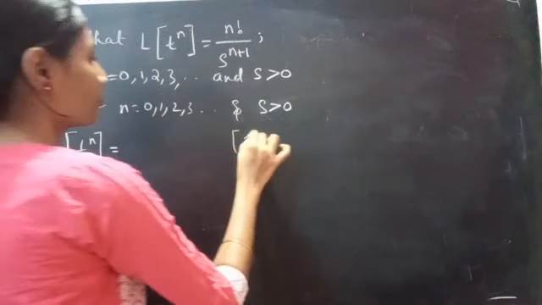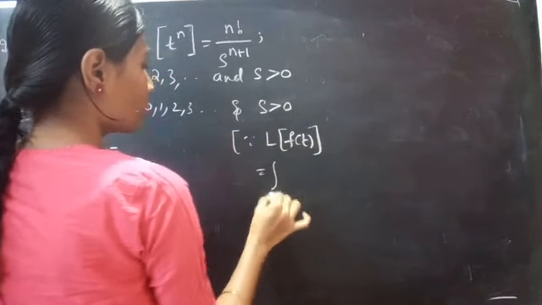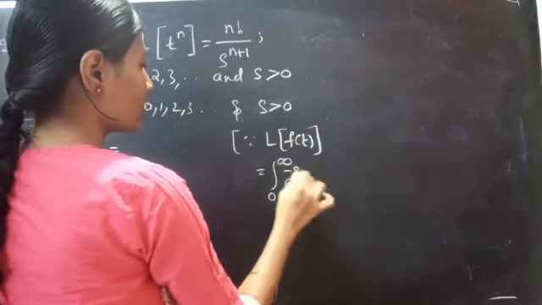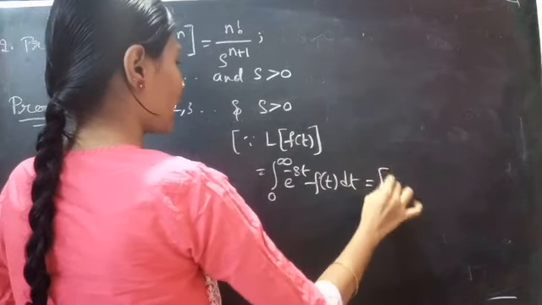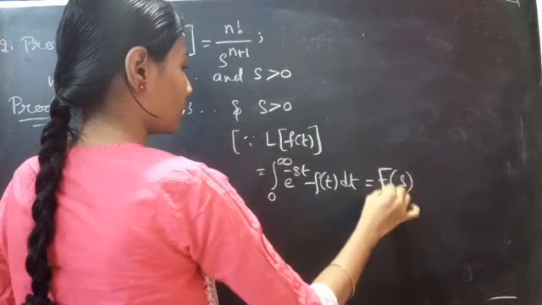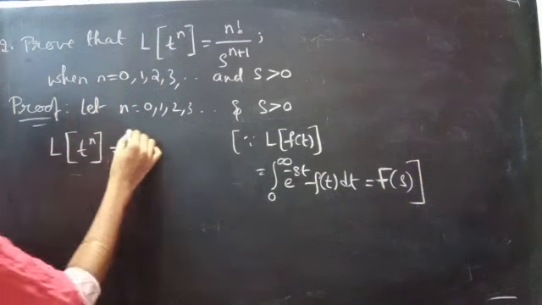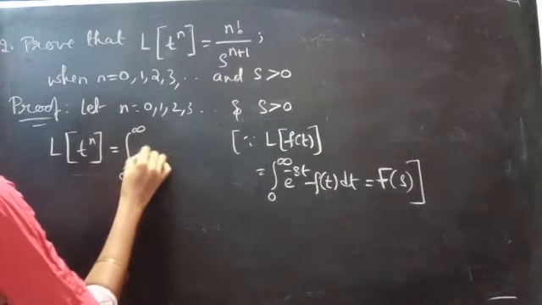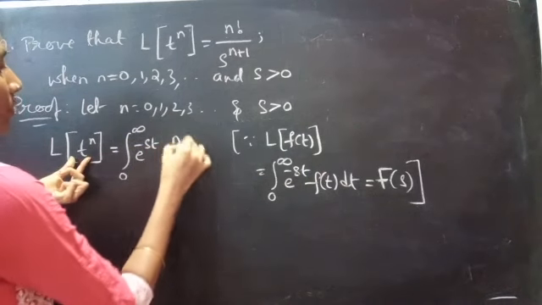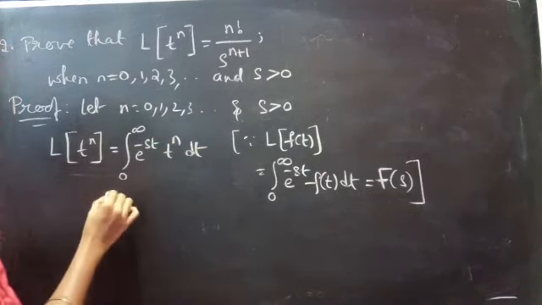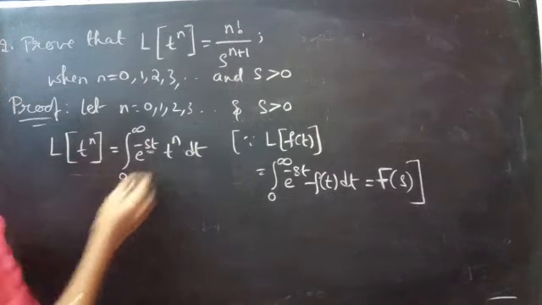We know that the Laplace transform of a function f of t is equal to the integral from 0 to infinity of e power minus st into the function dt, which can also be written as capital F of s. So this is equal to the integral from 0 to infinity of e power minus st into the given function t power n dt.